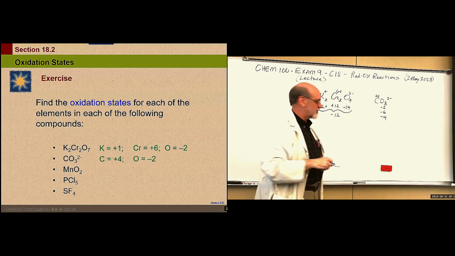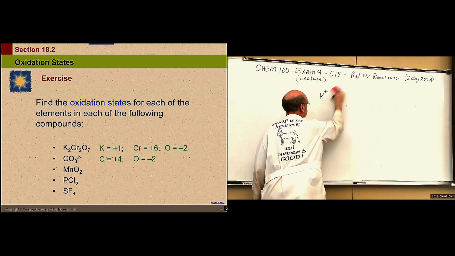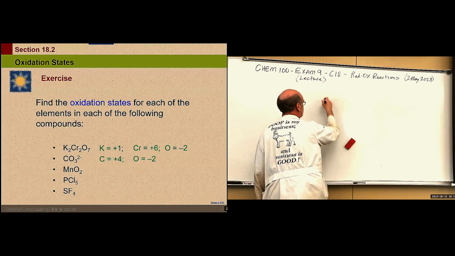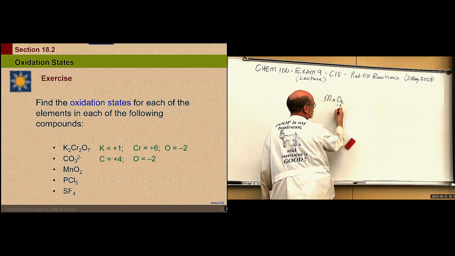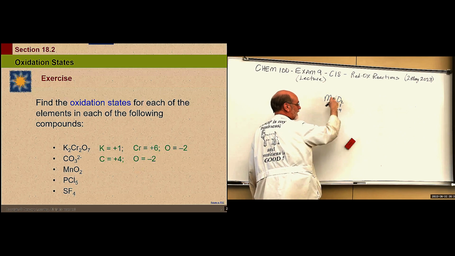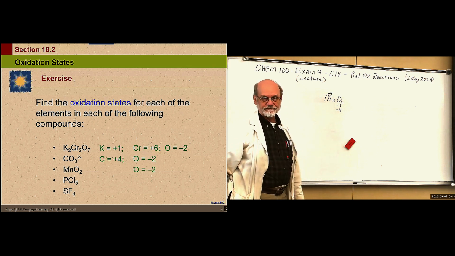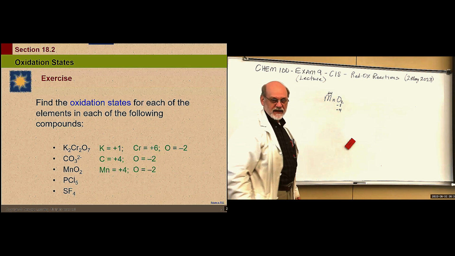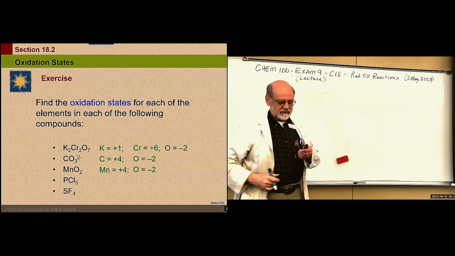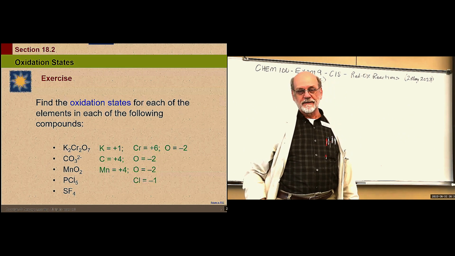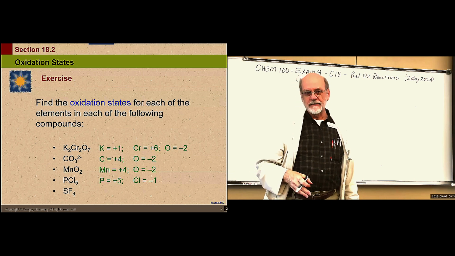Oops, getting ahead of myself. All right, MnO2. This is a minus 2 times 2, which is a minus 4. This is a neutral compound, so this one has to be a plus 4. We did PCl5 already on that previous slide. We assigned chlorine as a minus 1, which means phosphorus has to be a plus 5.